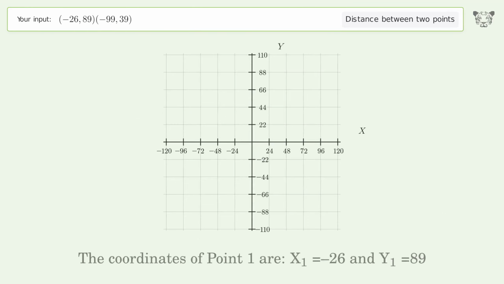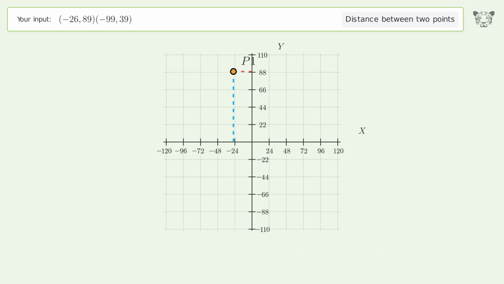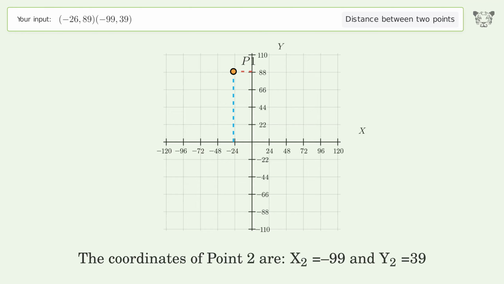The coordinates of point 1 are x1 equals -26 and y1 equals 89. The coordinates of point 2 are x2 equals -99 and y2 equals 39. D is the distance between the 2 points.